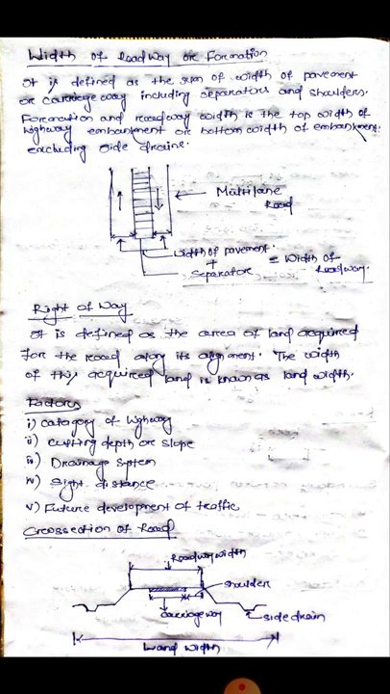The factors affecting the right of way are the carriageway of the highway, cutting depth or slope, drainage system, sight distance, and future development of traffic. This is a cross section of a road. First is the carriageway, then shoulders, then road width and side drains, which are shown in the figure.